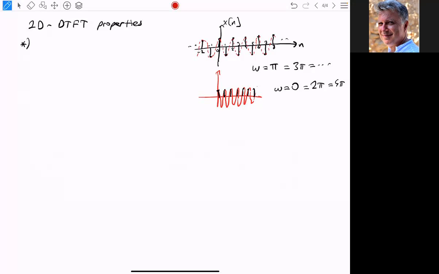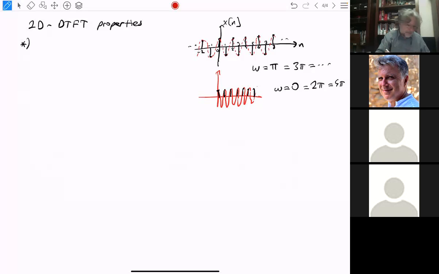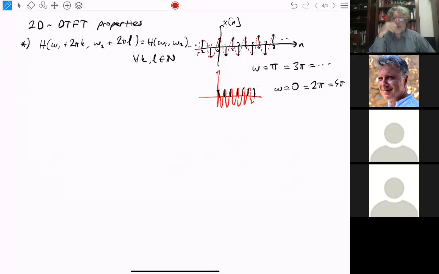So in 2 dimensions, the same thing is valid, and the way to write down that 2 pi periodicity is h of omega 1 plus 2 pi k, omega 2 plus 2 pi L, for k and L every integer, is equal to h of omega 1, omega 2, for all k and L being integers, positive and negative integers. So this is a 2 pi periodicity.